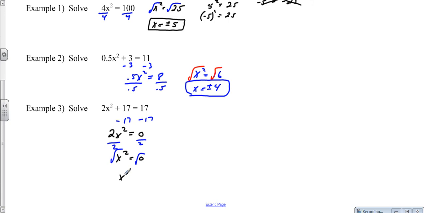In this particular case, what squared gives you 0? There's only one answer. Plus minus 0 doesn't make any difference, it's still 0. So in this particular case, there's only one answer and it's 0 because there is no plus. There's no difference between a plus 0 and a minus 0.